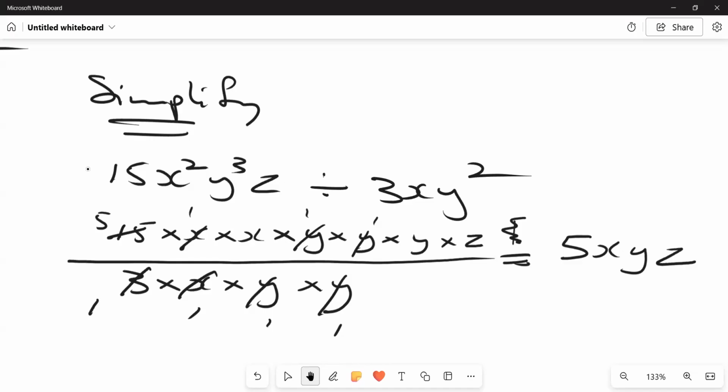In this case, all that was at the bottom cancels with something on top. The 3 cancels with the 15, you get 5. This x cancels with that x, so you get 1 and 1. There are no more x up here, so you go to the y. This y cancels with that y, and this y cancels with that y. So we're left with this 5, this x, this y, and this z. So we just multiply all of it: 5 times x times y times z.